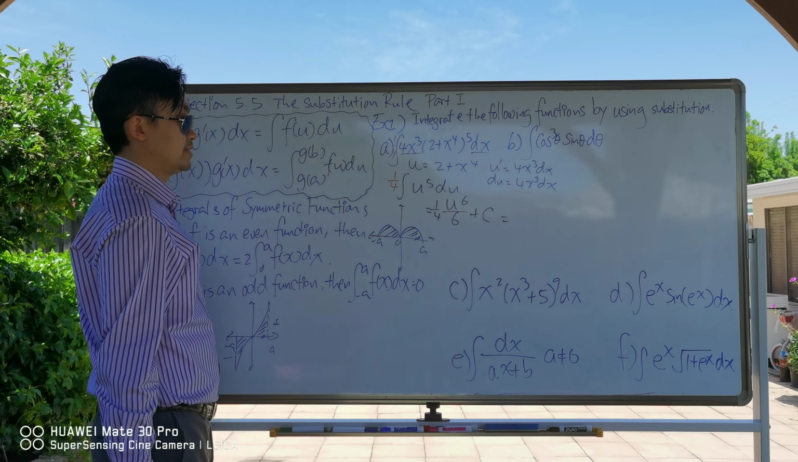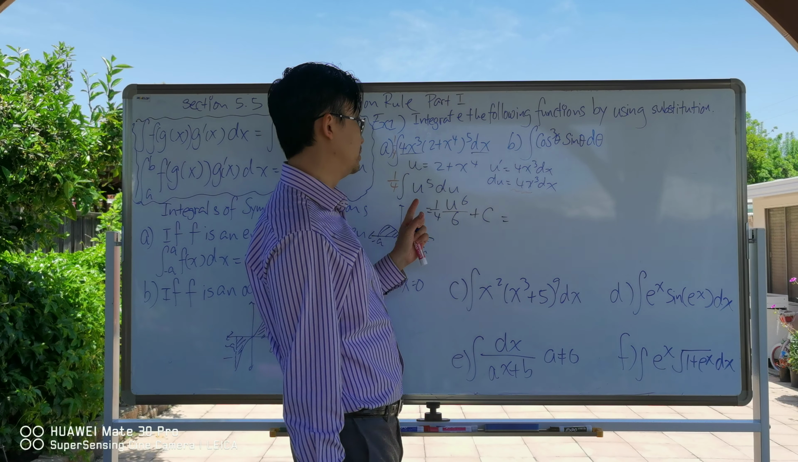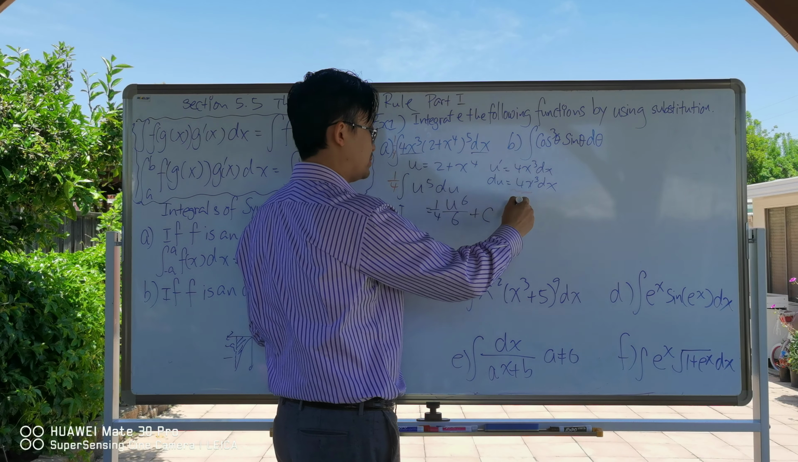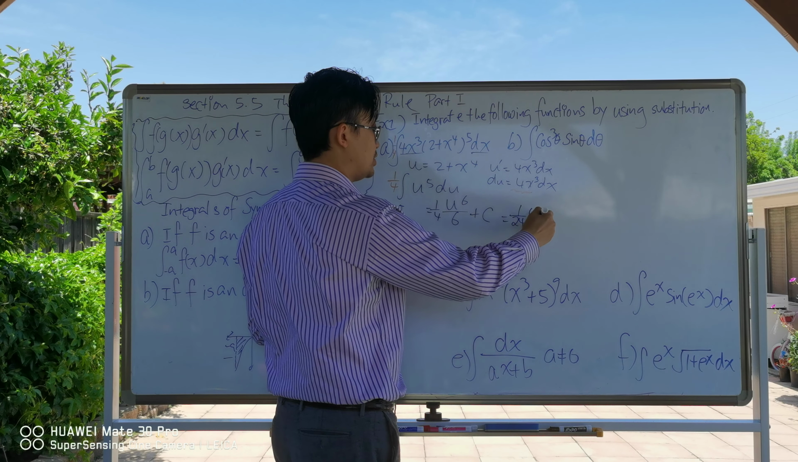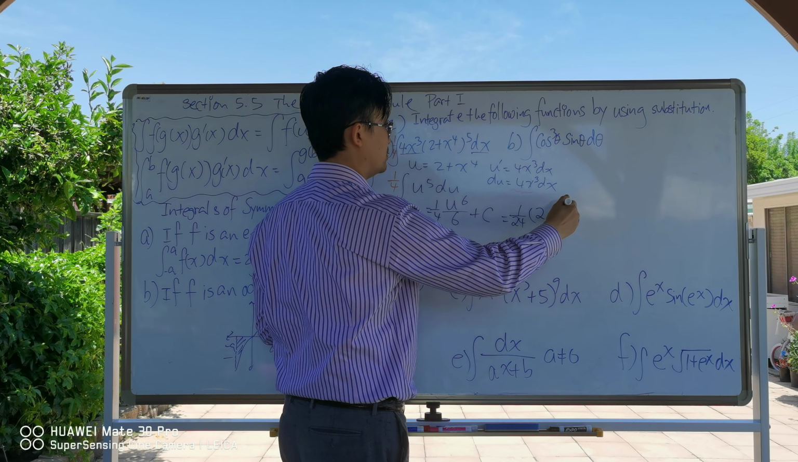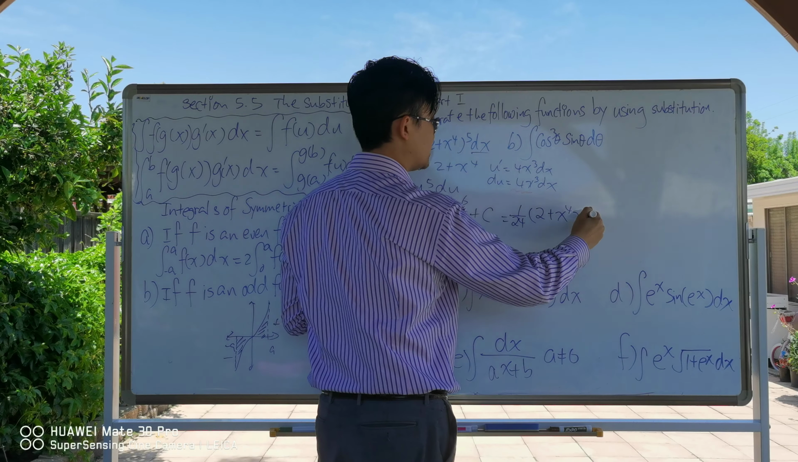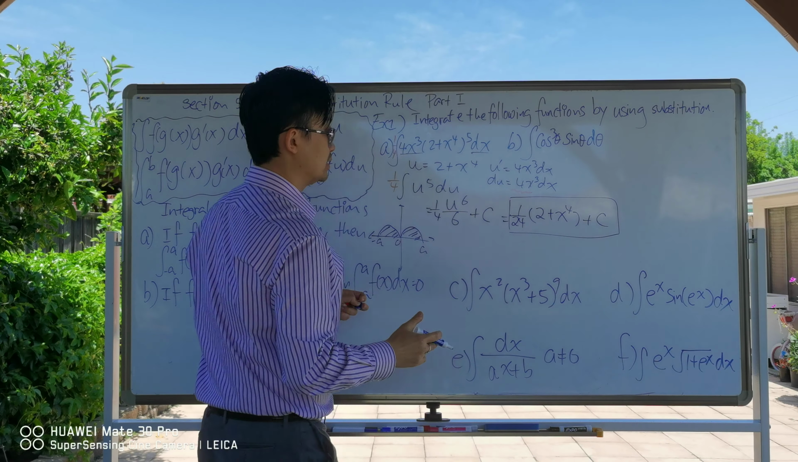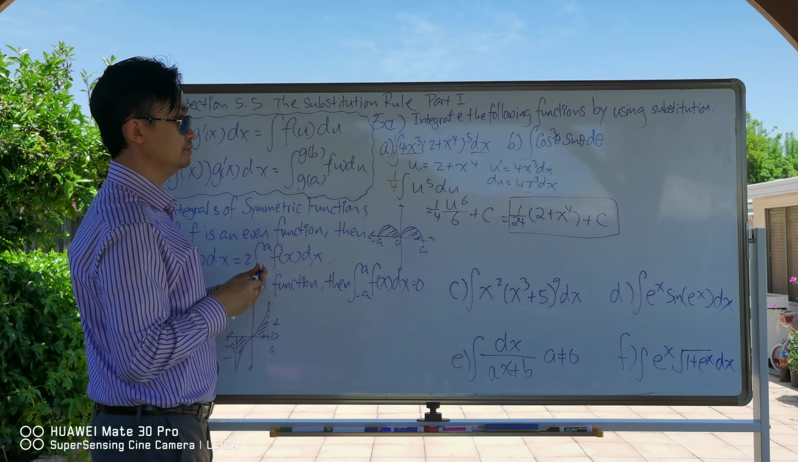And then for the final step, guess what you need to do? You need to plug everything in. So 1 over 4 times 1 over 6, that would be 1 over 24. So u, which is 2 plus x to the power of 4, and then plus constant c at the end. Okay, so that's what we got.